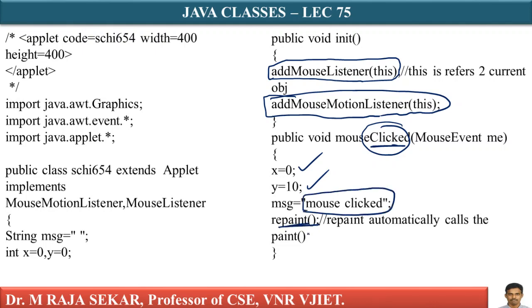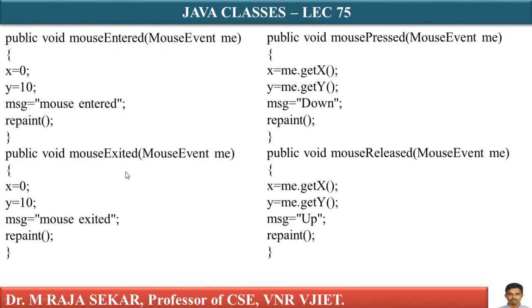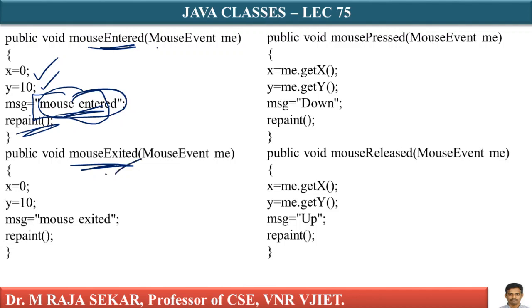Repaint method automatically calls paint method. In paint method, what happens? It will go to paint method and it will display. Where is my paint method? I will show you in the next slide. Now, mouseEntered. This is an event, x equal 0, y equal 10. At x, y, 0 comma 10 position, I will display a message. Repaint method will call paint method. In paint method, I will keep this message. In similar manner, mouseExited. For this, I am keeping a message, mouse exited.